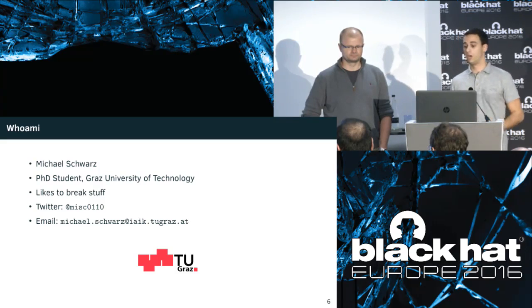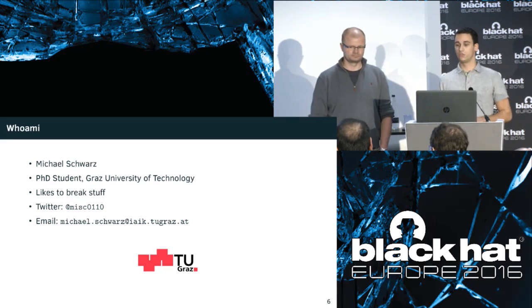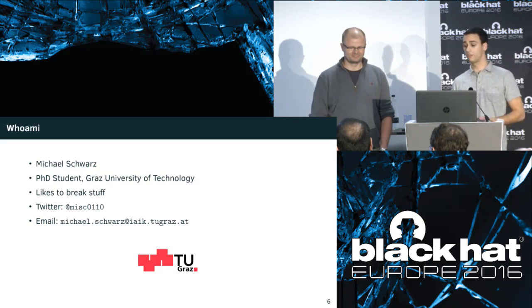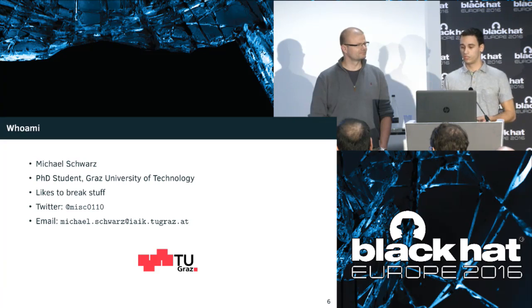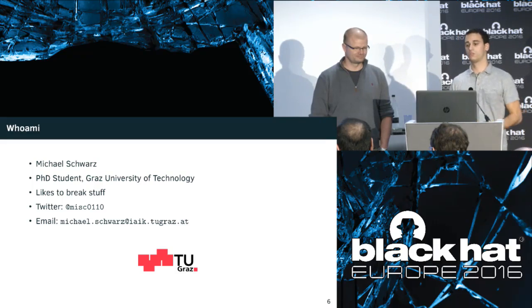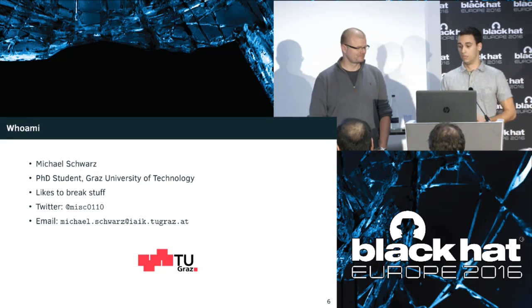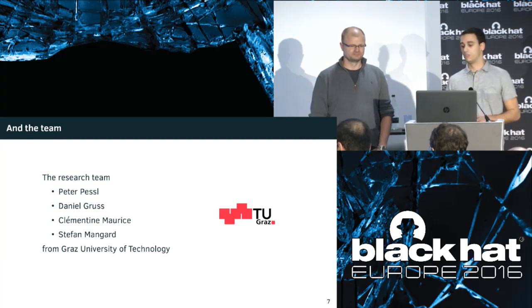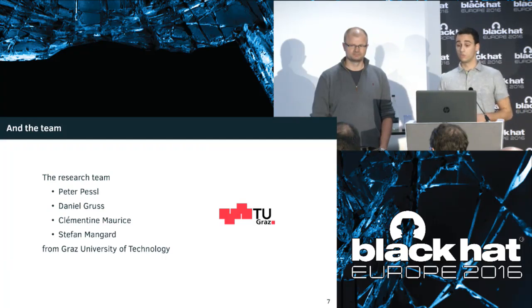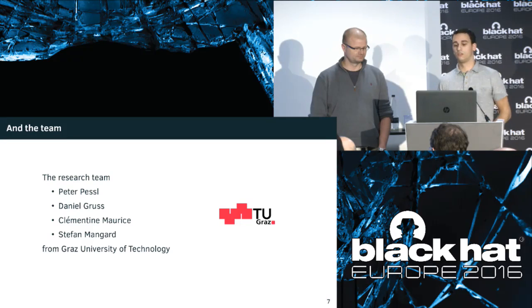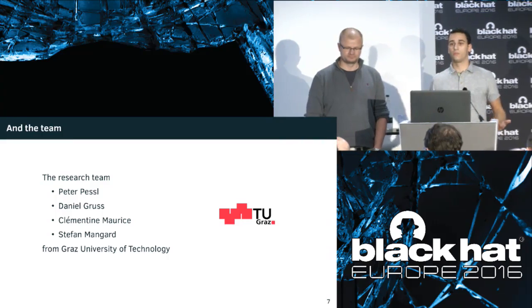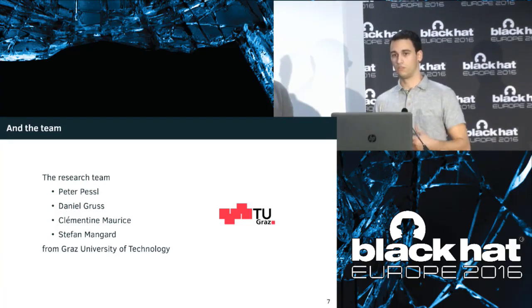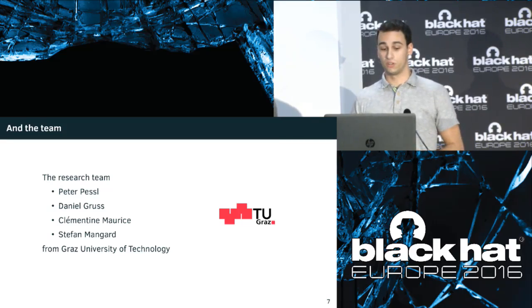But first, who are we? My name is Michael Schwarz. I'm a PhD student at Graz University of Technology. You can find me on Twitter, you can write me an email, or you can come to me afterwards if you have any questions or want to talk. I'm part of a research team at Graz University of Technology, consisting of Peter Pessl, Daniel Gruss, Clémentine Maurice, and Stefan Mangard. Together we did a lot of research on this DRAM stuff, and also published a paper for the first part of this, all the background, at the USENIX Security Conference in August. And this talk is the extension of this paper with all the new cool features we have here.